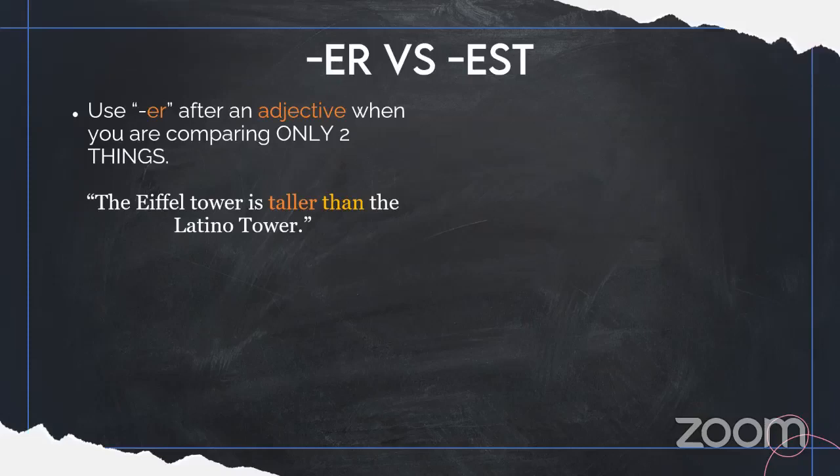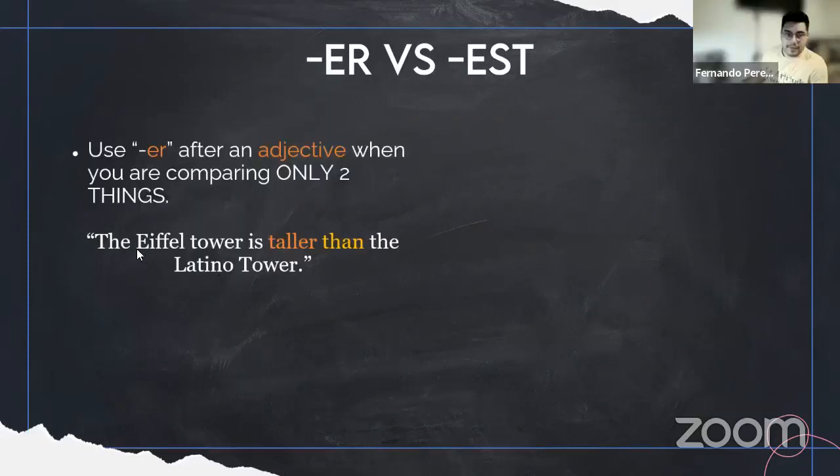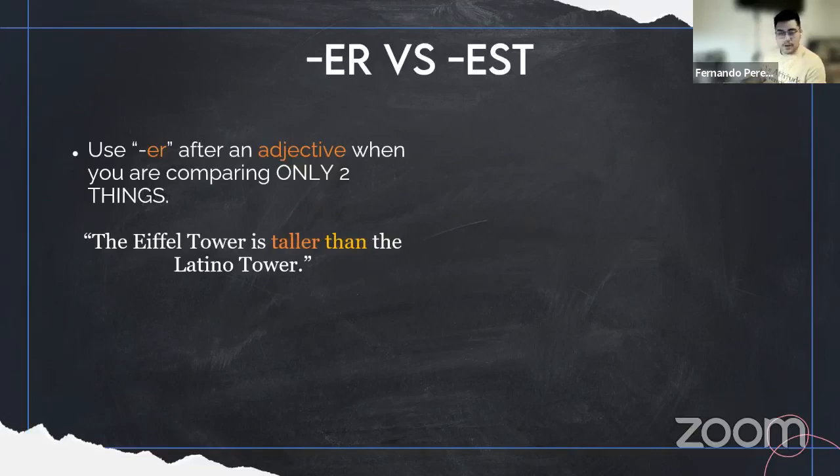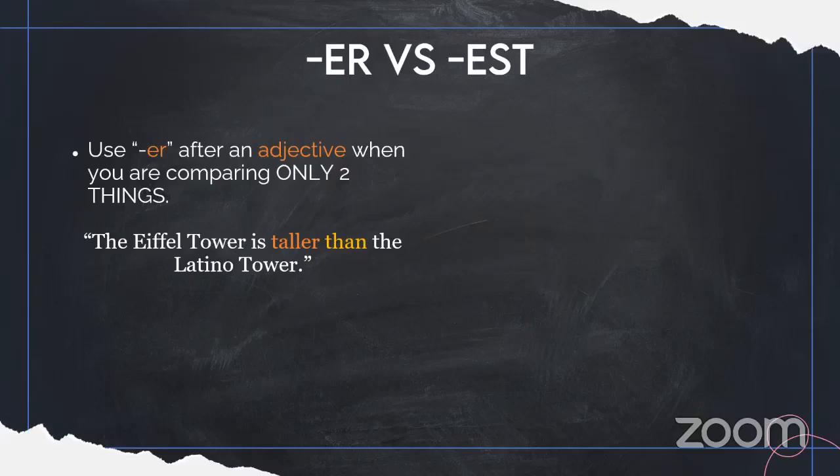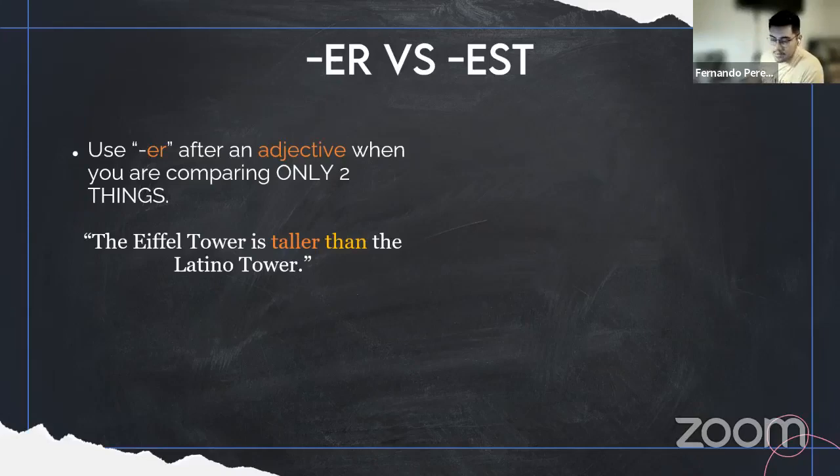Yes, teacher. So in this case, the Eiffel Tower is one tower and the Latino Tower is the second tower. Only two towers. The Eiffel Tower is taller than Latino Tower. Two objects, 1 and 2. And then -est.